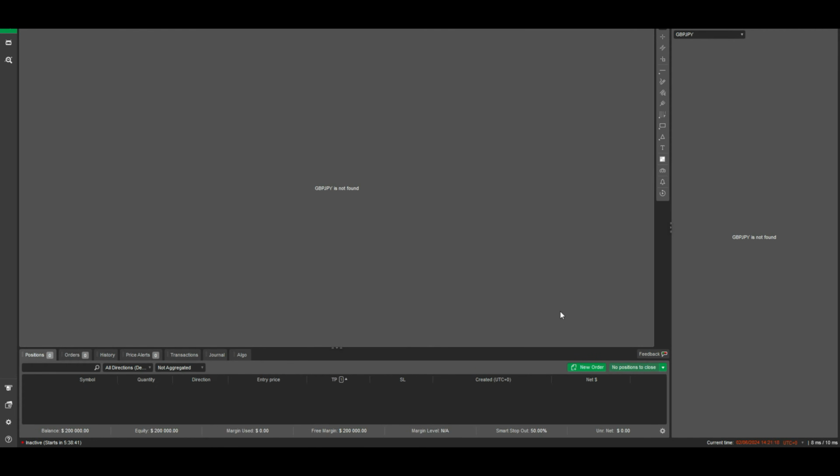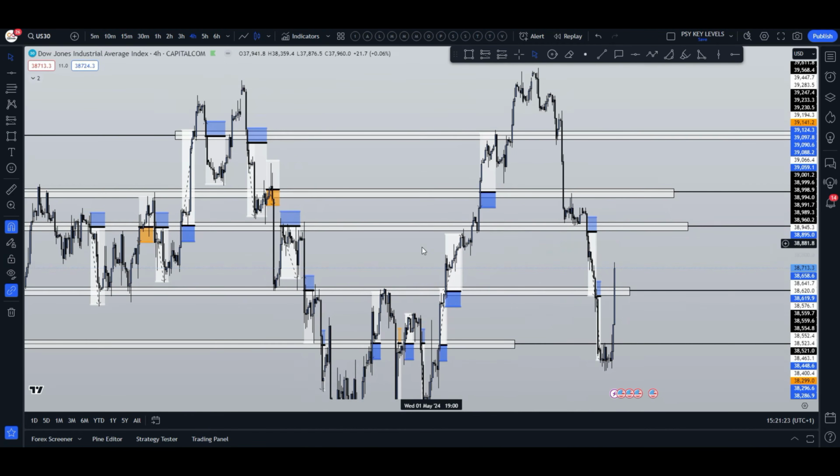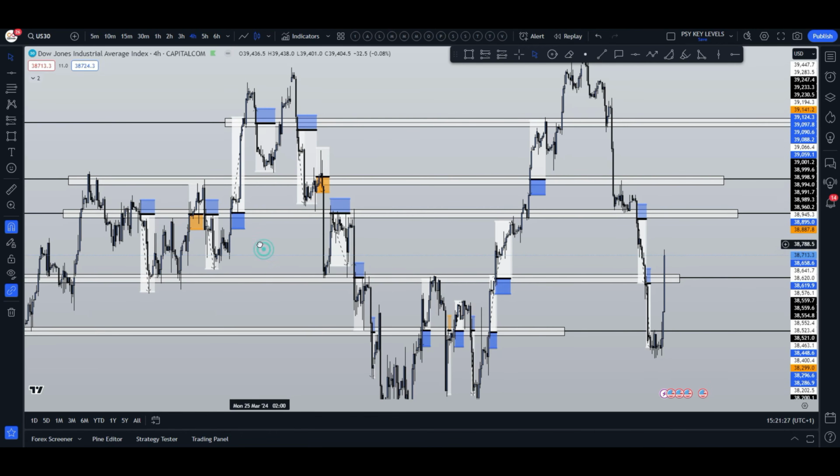Oh, this is my 200k account. I don't know why I just clicked on the cTrader. Okay, coming back to this. Okay, so now if we look at US30, which I'm going to use as an example.